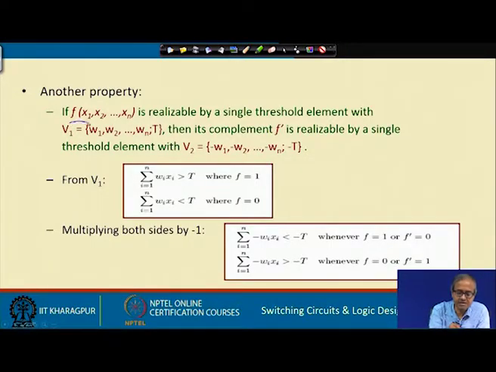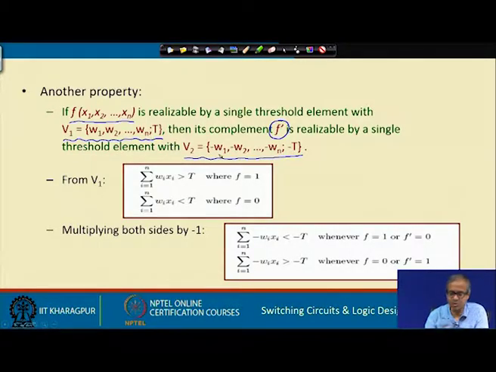Another result is, let us consider f is a threshold function and this is the corresponding weight threshold vector. Now, suppose we want to implement the complement of f. The complement function can be directly realized using the weight threshold vector where you negate all the weights and the threshold: minus W1, minus W2, minus Wn and minus T.